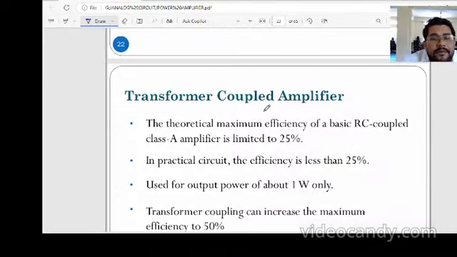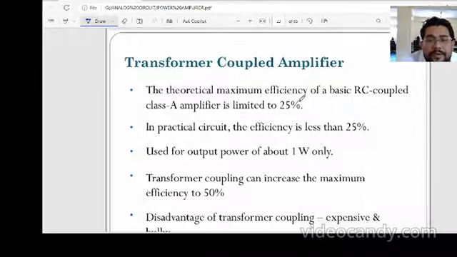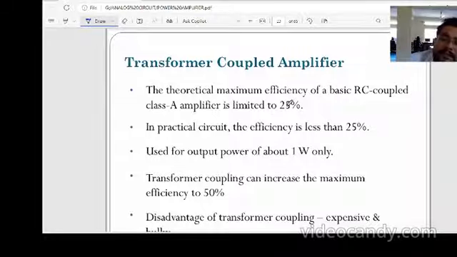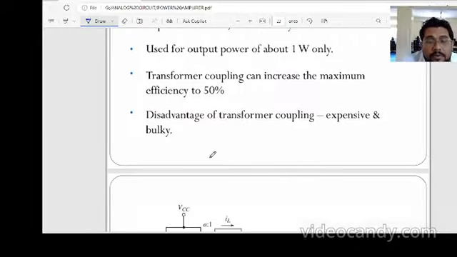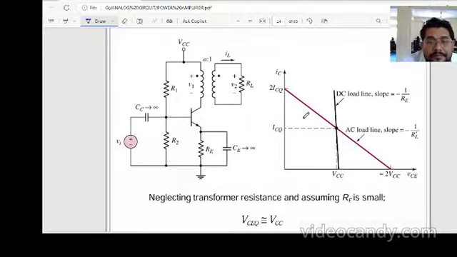This is the RC coupled amplifier. Theoretically, the efficiency of an RC coupled class A amplifier is limited to a maximum of 25%. In practice, it is less than 25%. It is used for output power only up to 1 watt, and transformer coupling can increase the maximum efficiency to 50%. The disadvantage of the transformer coupled amplifier is that it is expensive and bulky.